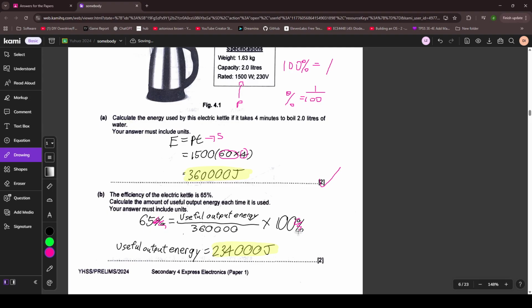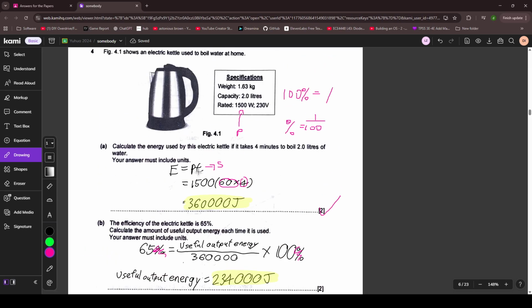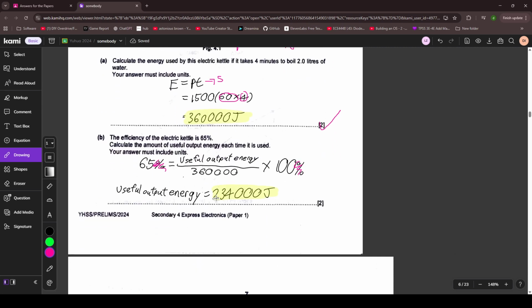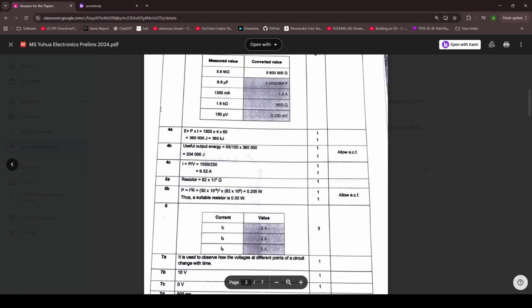The second gripe that I have is that you did not show your preliminary steps to get 234,000 joules. Like in here, for instance, you actually say P is 1,500, T is 60 times 4. I showed a conversion. In this case, you just immediately jump to here, which I don't really like. I would have preferred if you went, okay, 65 times this is equal to 100 of useful output energy, then blah, blah, blah, then 235,000. I would have preferred that.